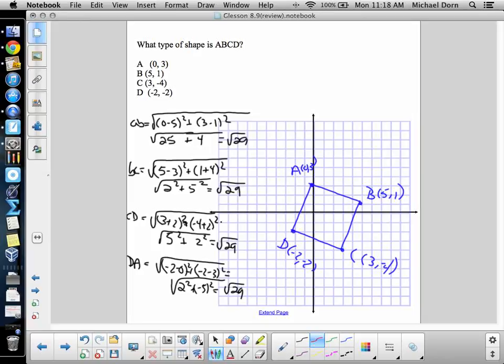So let's check the slope of AB. The slope of AB would be 3 minus 1 over 0 minus 5, or 2 over negative 5. Slope of BC: 1 minus negative 4, 1 plus 4, over 5 minus 3 is 5 halves. Aha, these sides are perpendicular. It's a square.